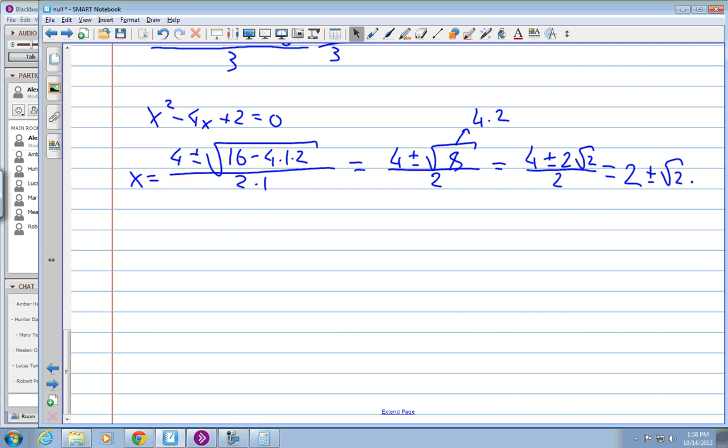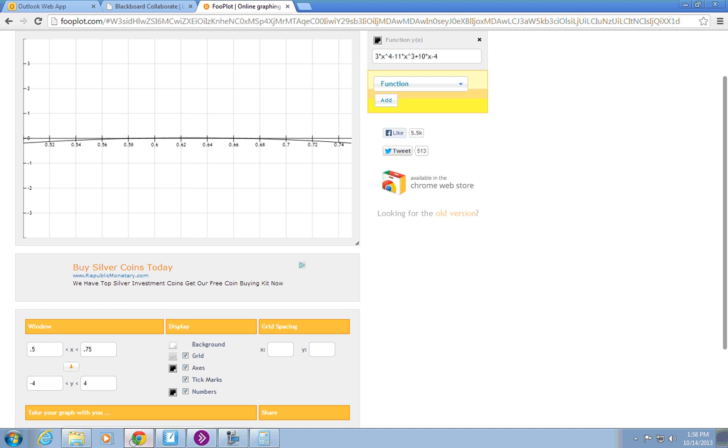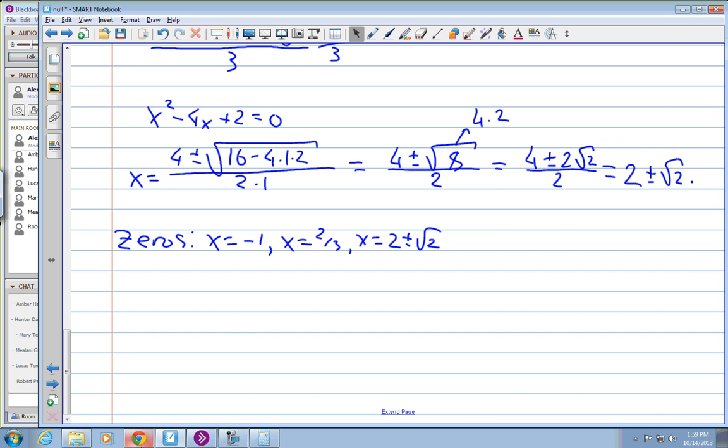You take the square root of both, and the square root of 4 is 2, and the square root of 2 is square root of 2, so that stays. So the zeros are x equals negative 1, x equals 2/3, and x equals 2 plus or minus the square root of 2. Those were the two other zeros. They're irrational. They're not on our list. Our list only produces possible rational zeros, okay?